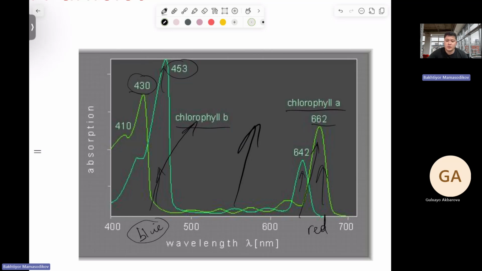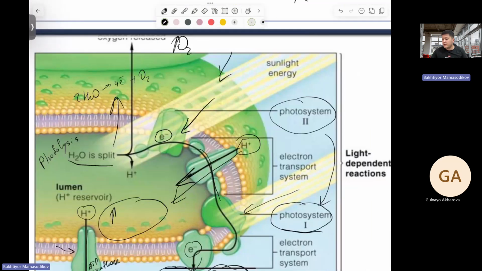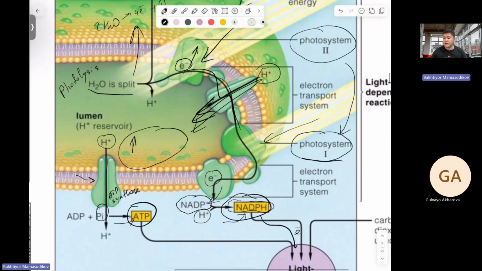Okay, so what happens when the light hits the chlorophyll? When the light hits the chlorophyll, electrons in the chlorophyll get excited, like neurons firing when they are stimulated. And energy is transferred to start the electron transport chain. So electrons move when they are excited. When they move, they make the proton gradient inside the lumen. And when the protons go out, they make the ATP.